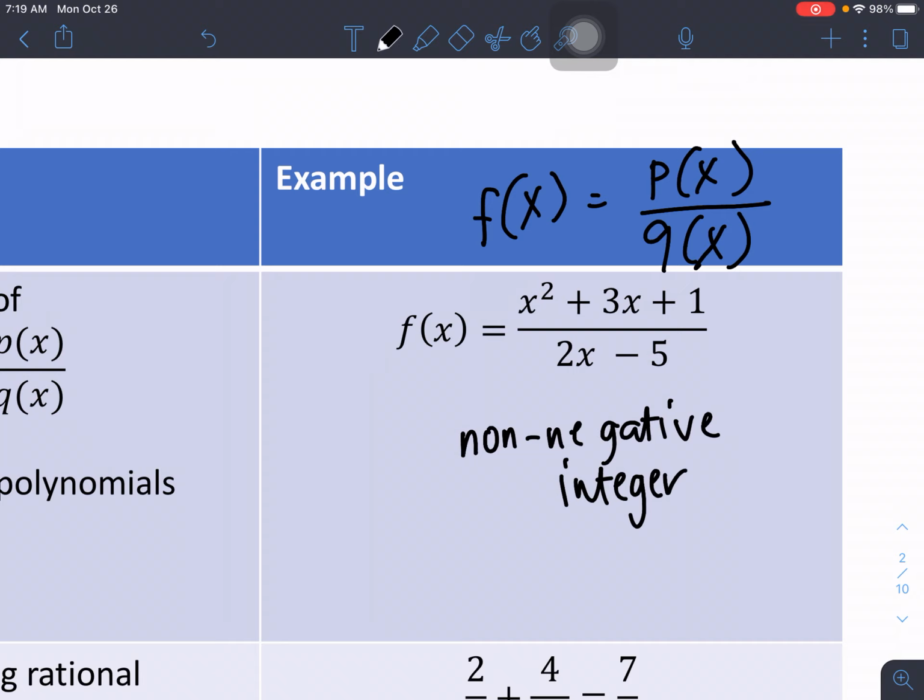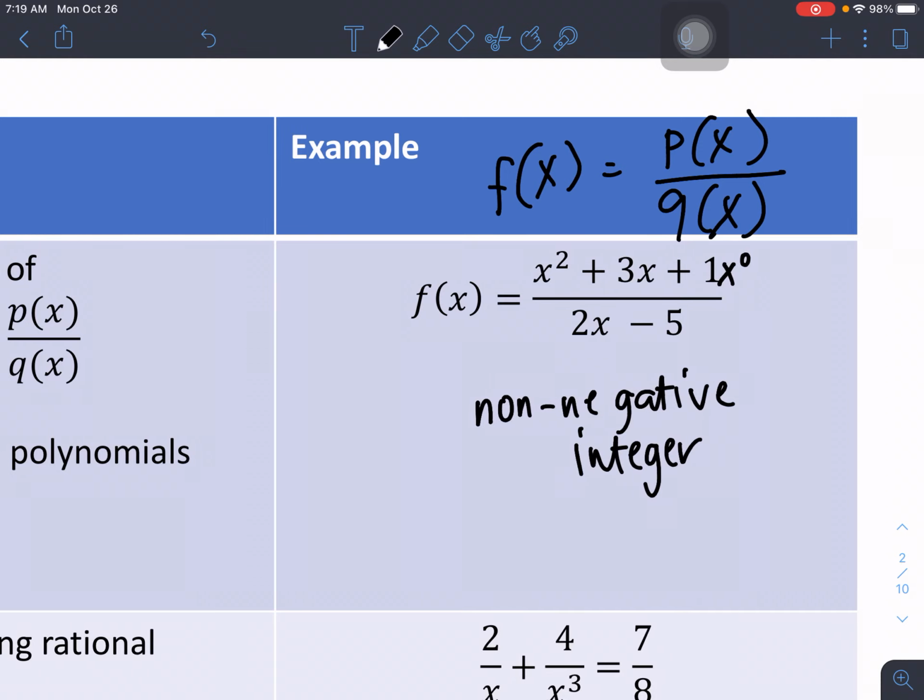Okay, so as we could see, we have x whose exponent is 2, positive 2. In the second term, 3x, x has an exponent of 1, and in the last term, x has an exponent of 0. So all the exponents are non-negative integers. Okay, over 2x minus 5. So we already identified that p of x is a polynomial.